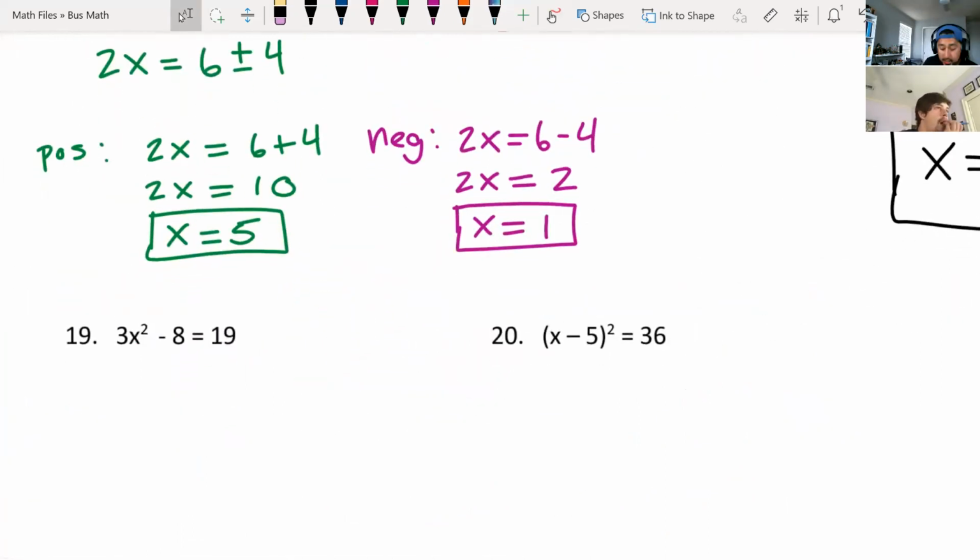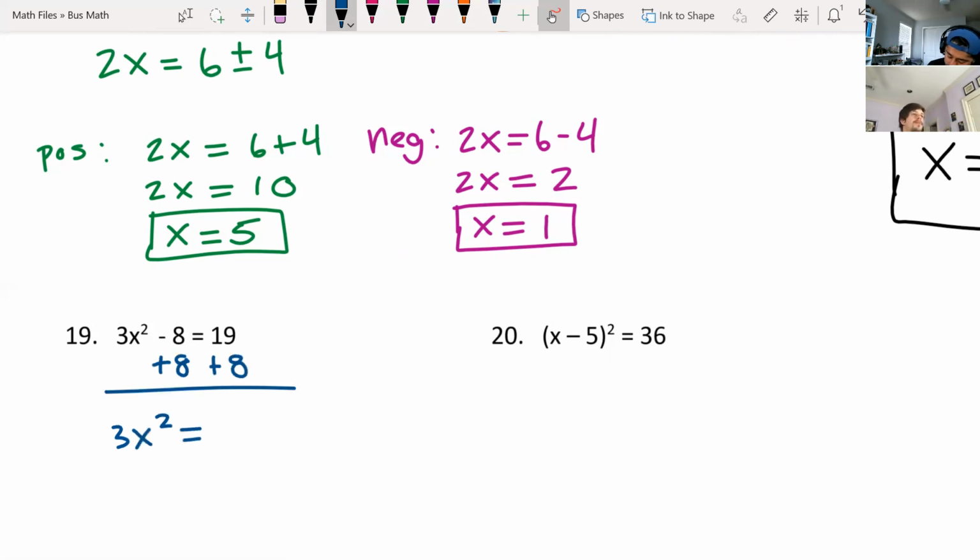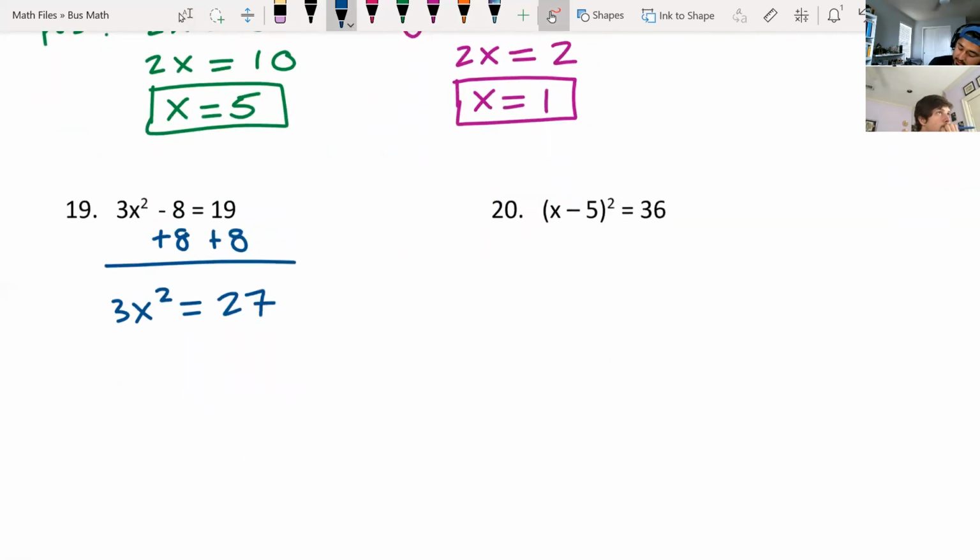3x squared minus 8 equal to 19. Okay, so we want to set this up for the square root property. So what I'm going to do first is take this 8 and add it to the right side. We're going to get x by itself. So I add 8, and I get 3x squared equals, what's that, 27. And then I'll divide by 3, and I'll get x squared equals 9.